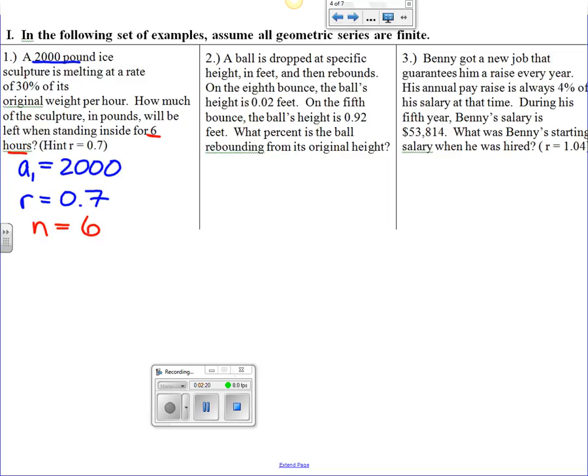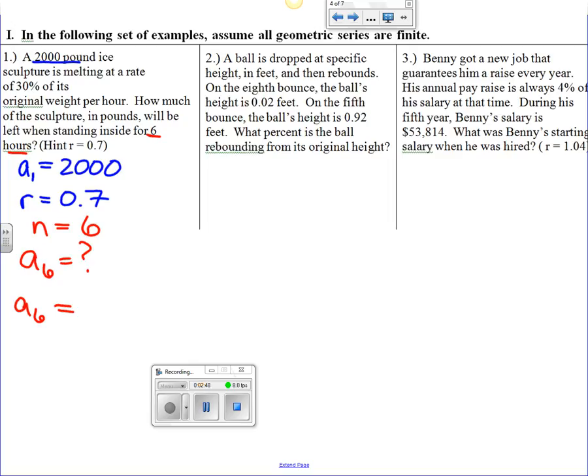Now, it says how much of the sculpture will be left. So that wants to know what it is at the 6th time. Okay, so we're looking for A6 for this one. So remember, we're using these 3 formulas today, still geometric. So I'm going to use this top one because I'm not looking for the sum. So for AN, I'm going to put A6.